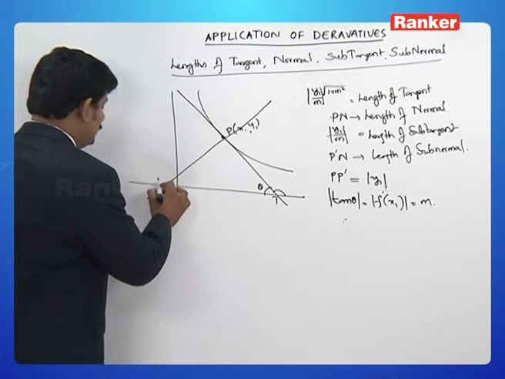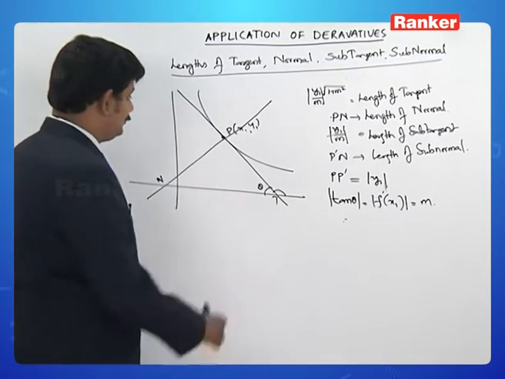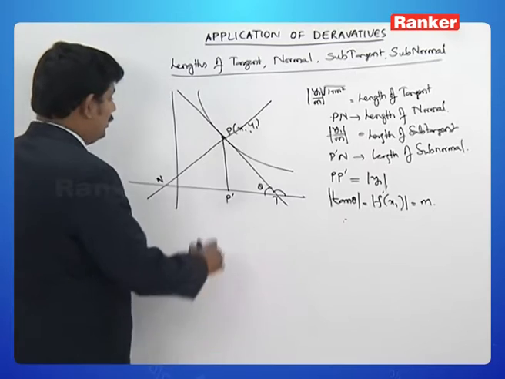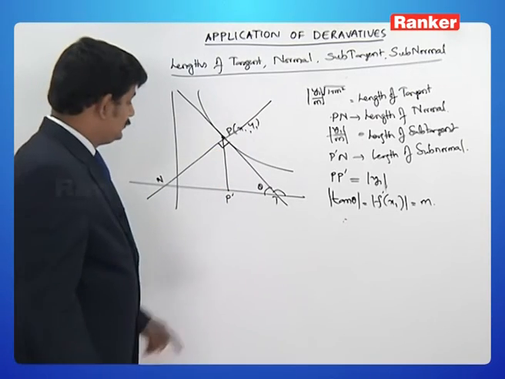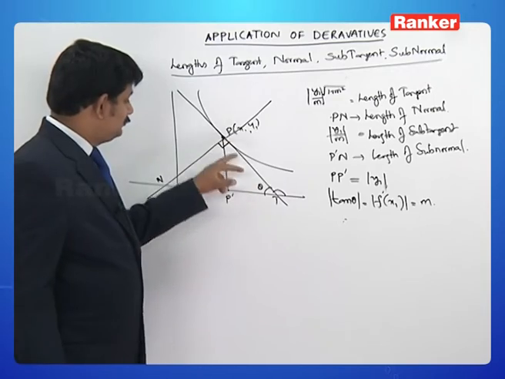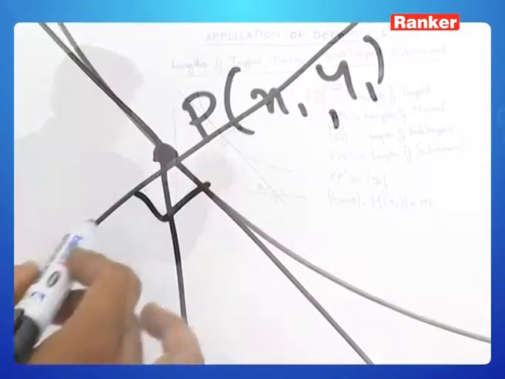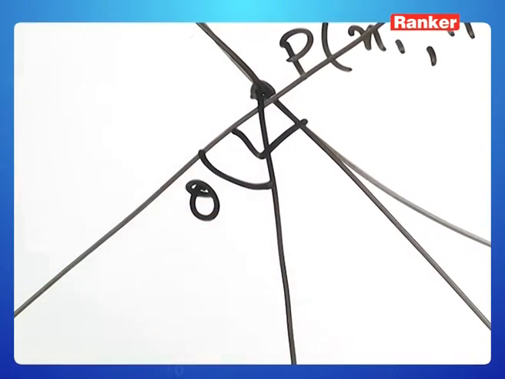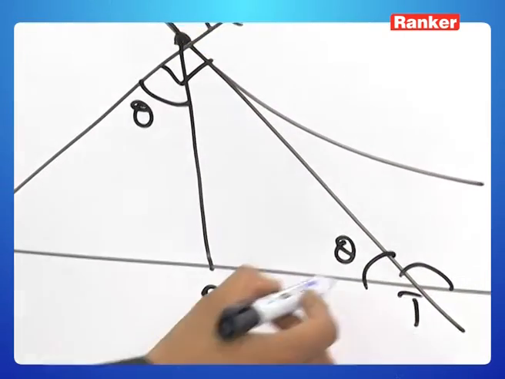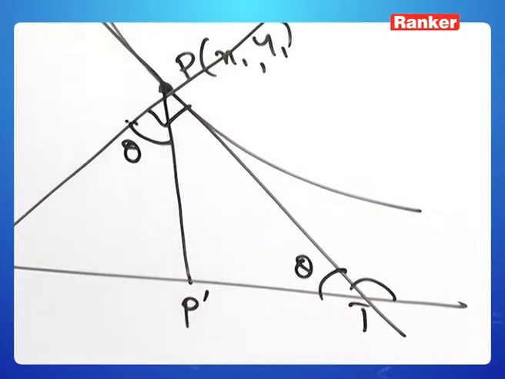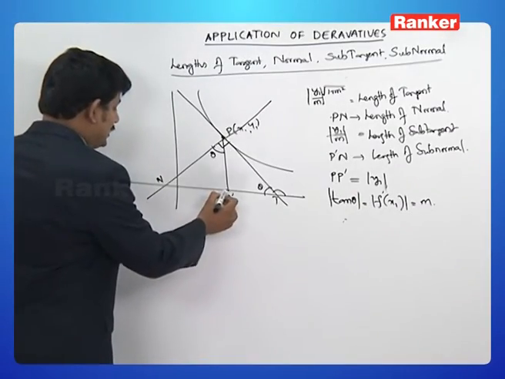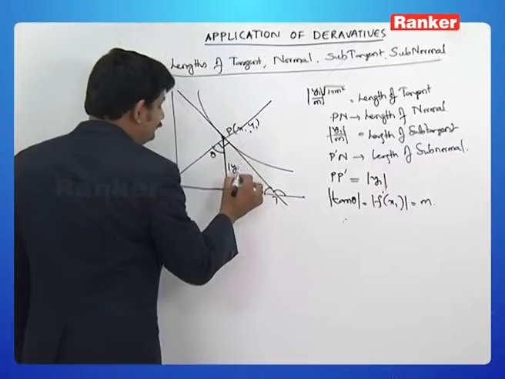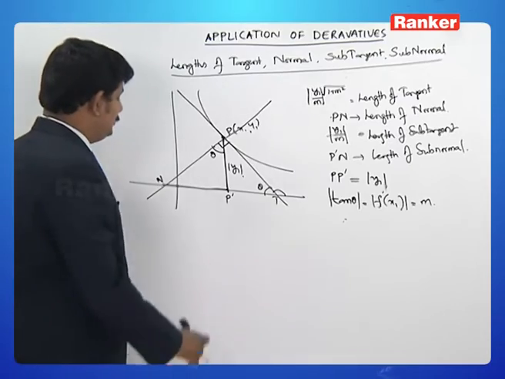Now our focus is on the length of the normal. PN is the length of the normal. We have drawn the projection from P onto this line P dash. Now this is a right angle triangle. If this angle is theta, this angle would be 90 minus theta. That makes this angle theta. P dash N and P dash T are similar triangles. This angle being theta, this angle will also be theta. Now let us observe this triangle. We know P dash, we called it mod y1, the ordinate at the point P.